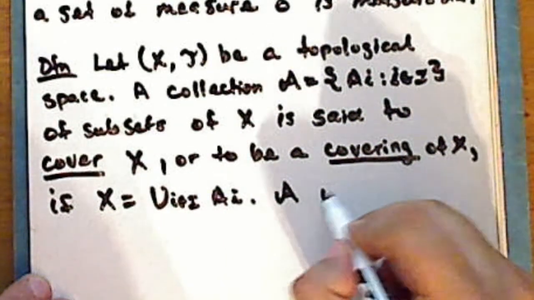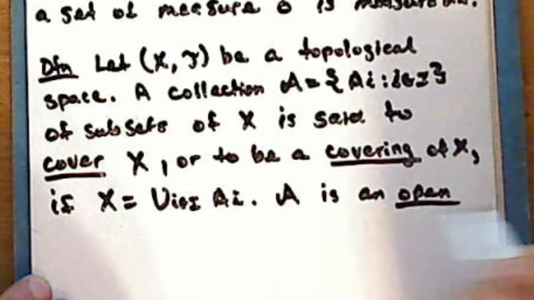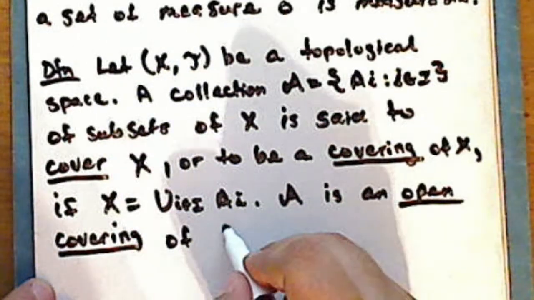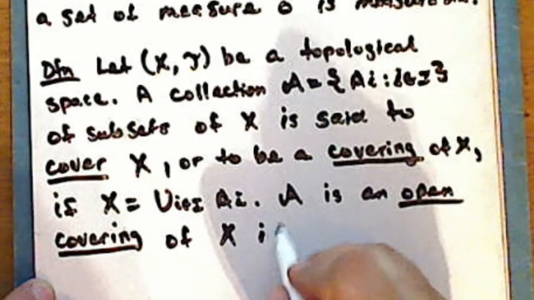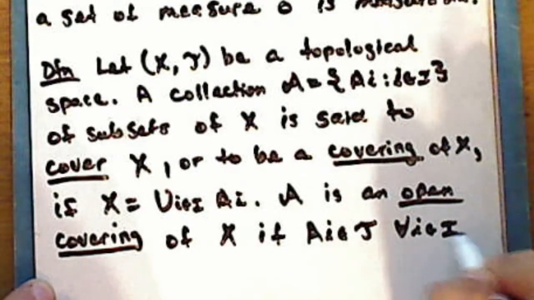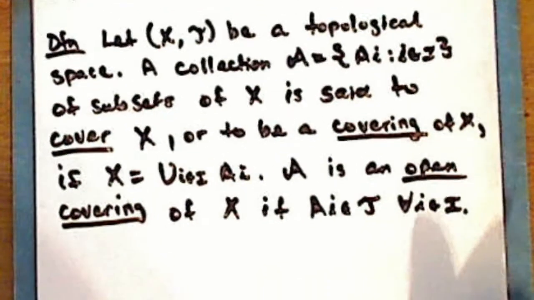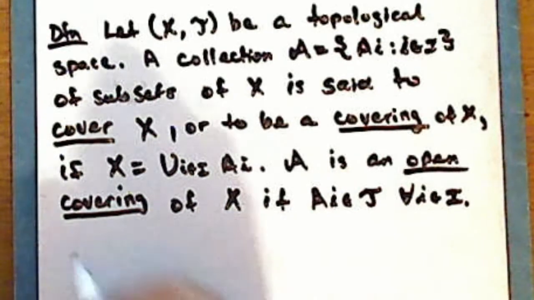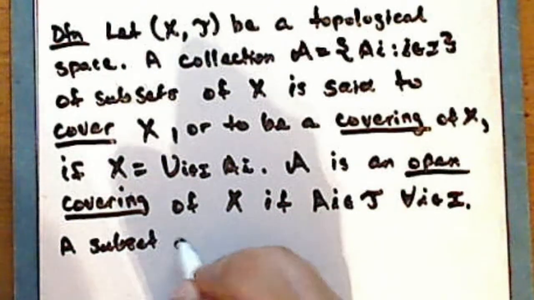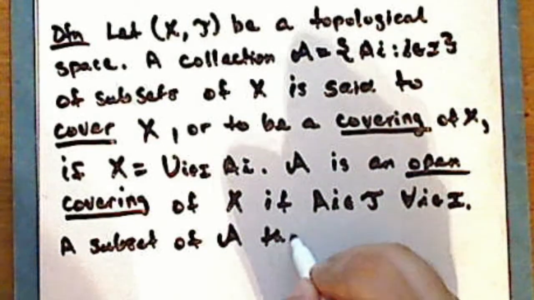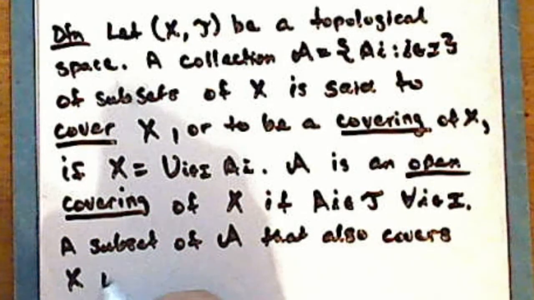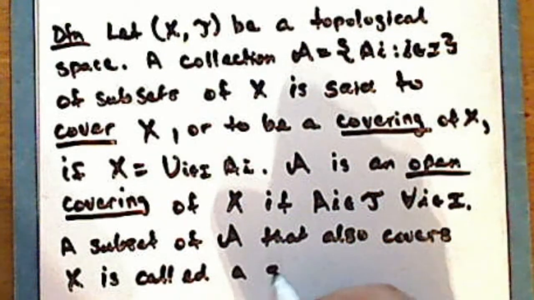And this collection, script A, is an open covering of the space if each of the subsets, A sub I, is in the topology for every index I. And a subset of the collection A that also covers the space X is called a subcover.